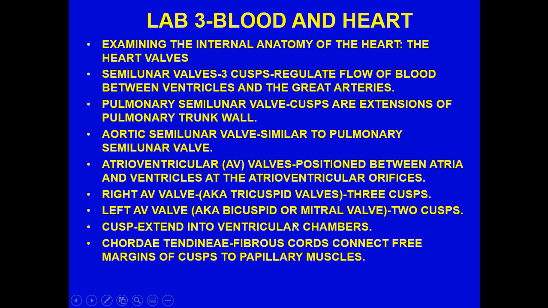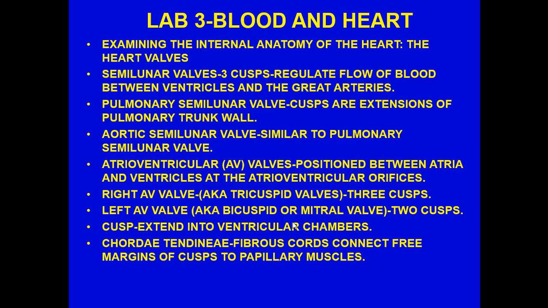When you examine the internal anatomy of the heart, we have to, of course, recognize the heart valves. Semilunar valves, 3 cusps, regulate the flow of blood between ventricles and the great arteries. The pulmonary semilunar valve contains cusps that are extensions of the pulmonary trunk wall. The aortic semilunar valve is similar to the pulmonary semilunar valve.